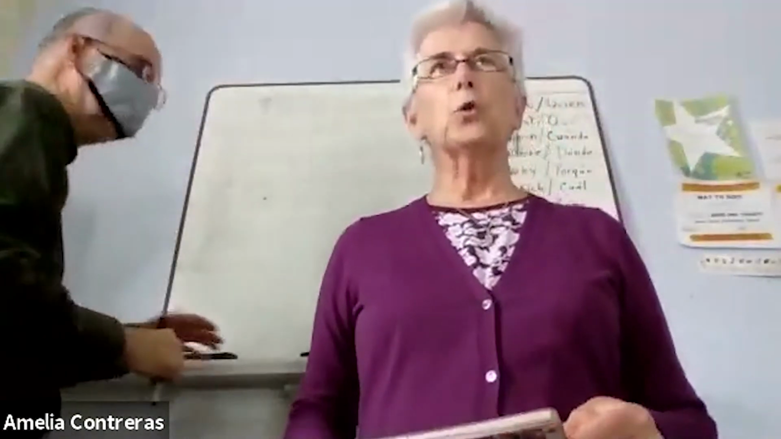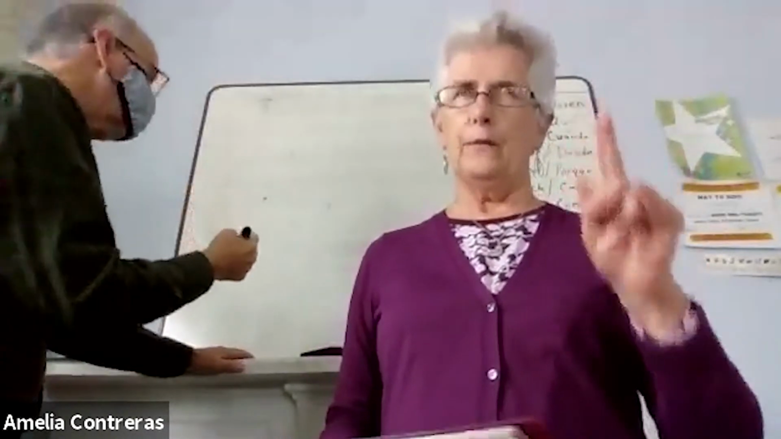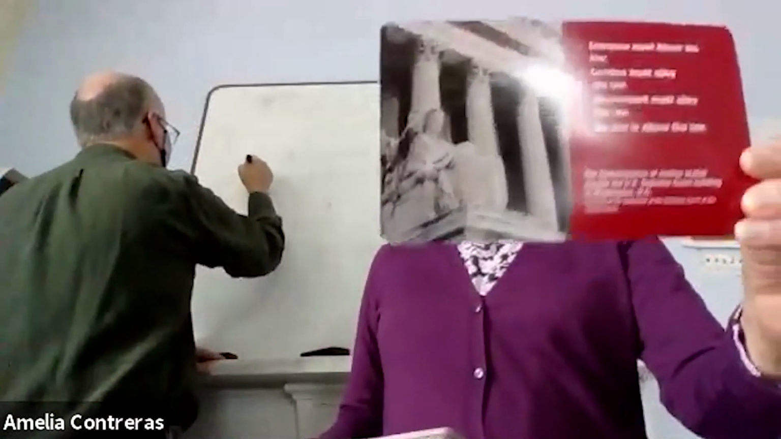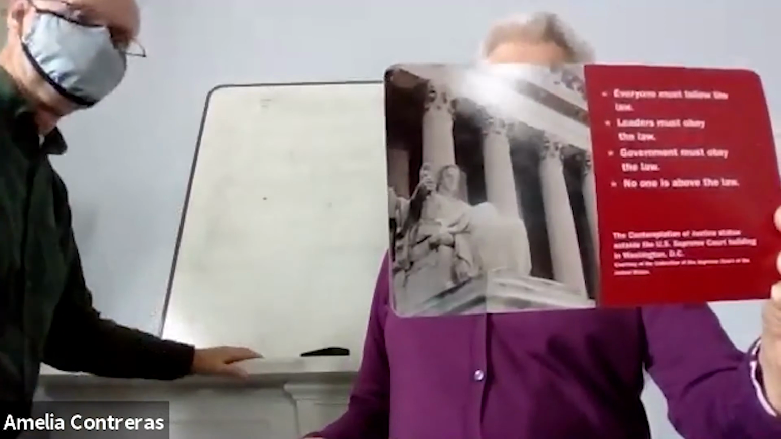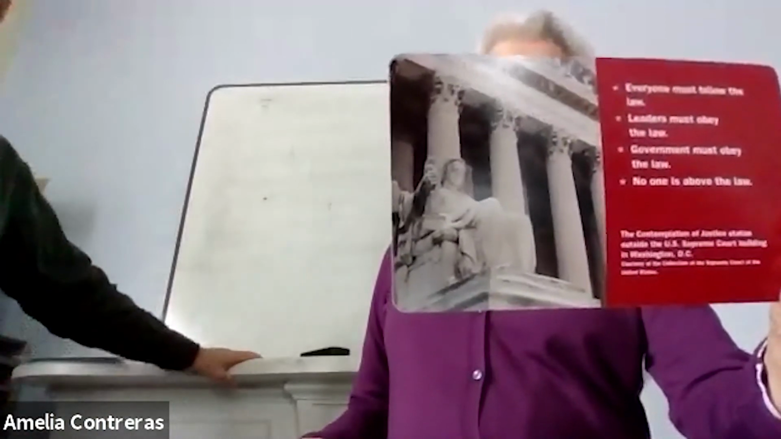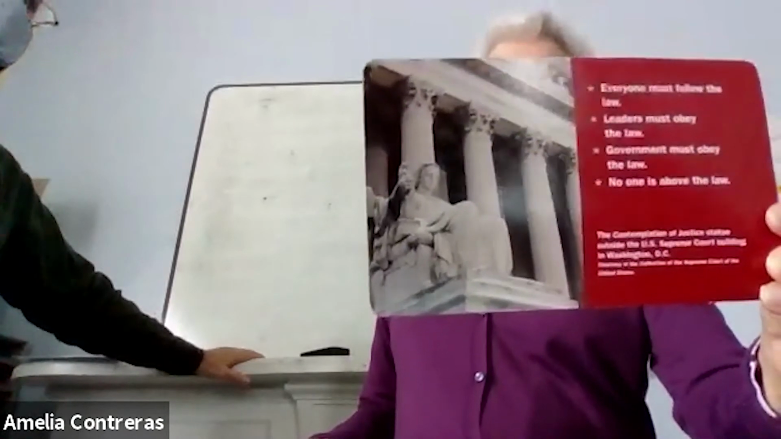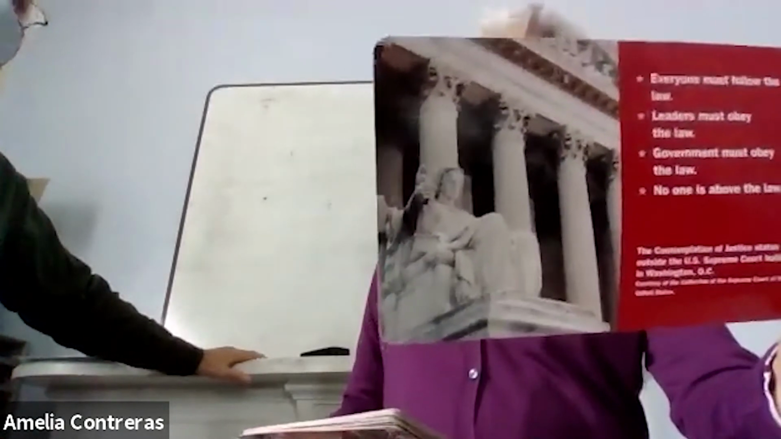What is the rule of law? You only have to remember one of these concepts. Everyone must follow the law. Leaders must obey the law. Government must obey the law. No one is above the law. Most students remember everyone must follow the law.